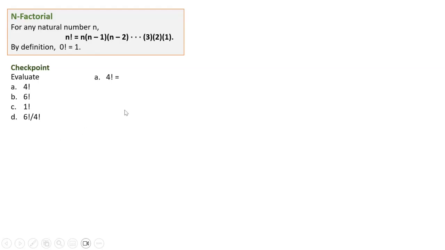So for A part, 4 factorial is the same thing as 4 times 3 times 2 times 1. You multiply them out, and you get 24. For B part, 6 factorial is the same thing as 6 times 5 times 4 times 3 times 2 times 1. You multiply them out, you get 720. For C, 1 factorial will just be 1.